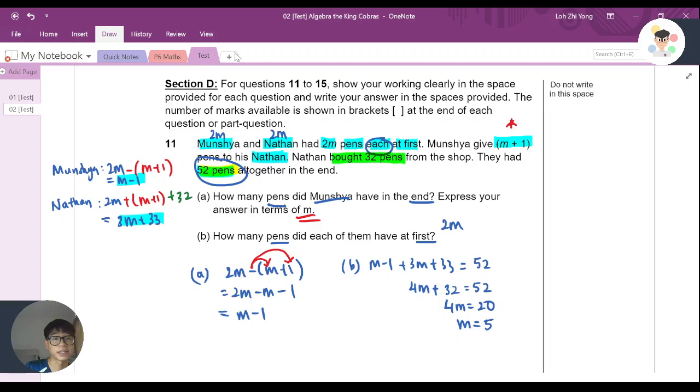And now the question actually mentioned that they want to find the pens each of them had at first, which is 2m. So if I want to find 2m, I just need to times 2. So basically 2m is equal to 5 times 2, which is equal to 10. And we are done for this question. Now, mainly, most of you actually make a mistake on this part, which is A, and which causes you to lose a point on B.